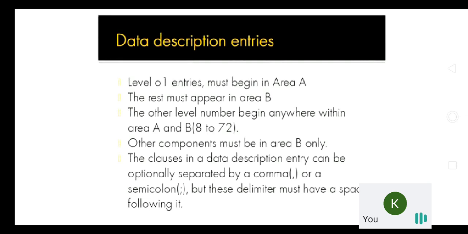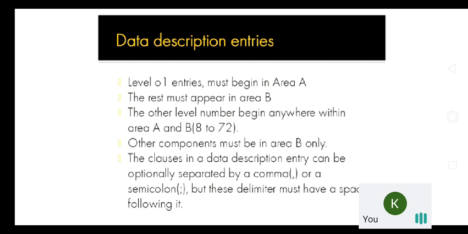The level 01 entries must begin in area A. The rest of the components in the data description entries you could specify in area B. So you have two areas, area A and area B. Area A consists of the column numbers 8 to 11, and area B consists of the column numbers 12 to 72. In area A you have to specify the level number, and the remaining components you could specify in area B, or margin B.